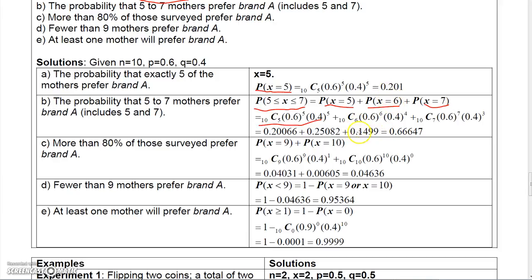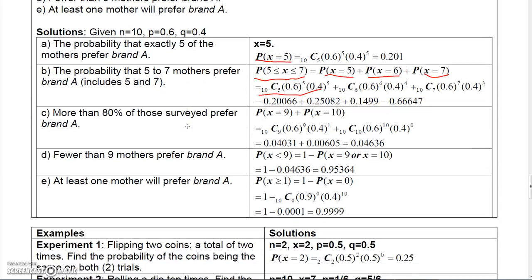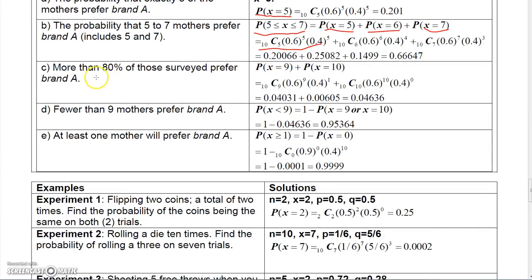For 6 mothers, that would be 10 choose 6 times 0.6 to the 6 and 0.4 to the 4. And then for 7 mothers, it would be 10 choose 7 times 0.6 to the 7 and 0.4 to the 3rd power. And then you would add each of these probabilities together, and that would give you the probability that 5 or 6 or 7 mothers prefer brand A. How about more than 80%? Well, more than 80% of 10 mothers would be 9 mothers or 10 mothers.